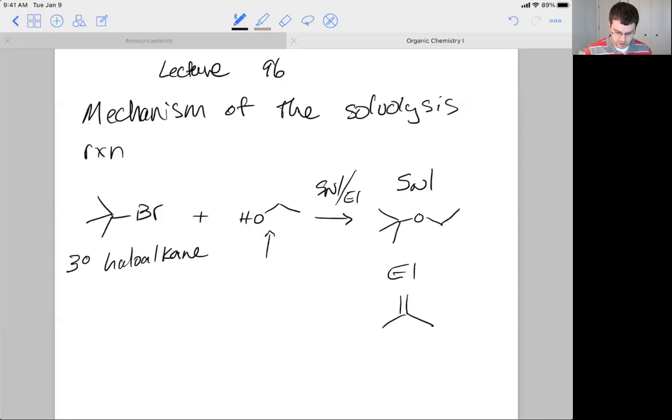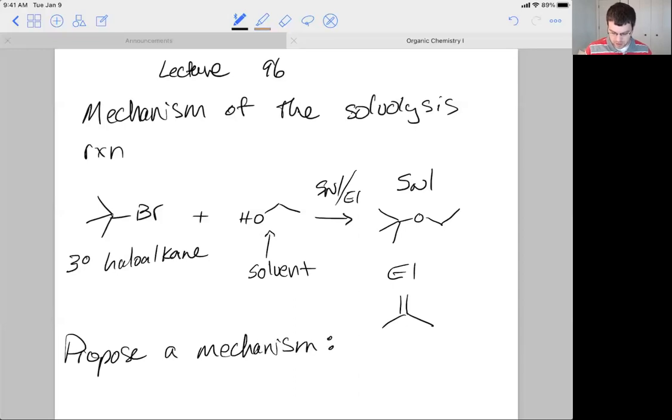I should also add that the ethanol is used as the solvent. So the solvent is facilitating the breakdown of the starting material to form each of the two products. So this is considered a solvolysis reaction. So let's propose a mechanism. What I alluded to that I should be more clear about is that a solvolysis reaction is a type of SN1-E1 reaction.